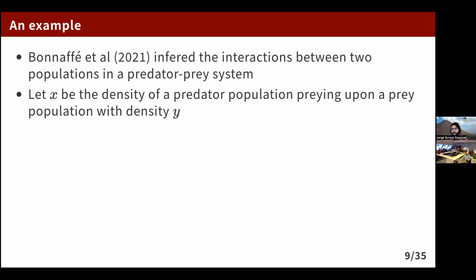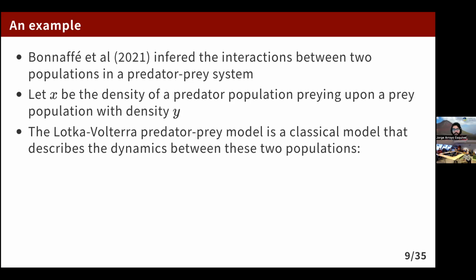We have a population of a predator, X, and a population of a prey, Y. And we have this Lotka-Volterra predator-prey model that you may have seen in a class in dynamical systems, in which the predator population is decreasing exponentially and is being consumed and is consuming the prey at a rate gamma. And the prey is dying by being consumed, and it's growing exponentially.